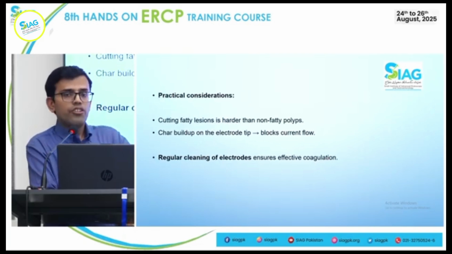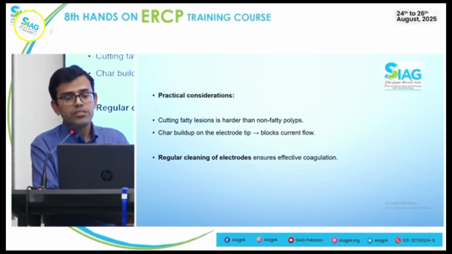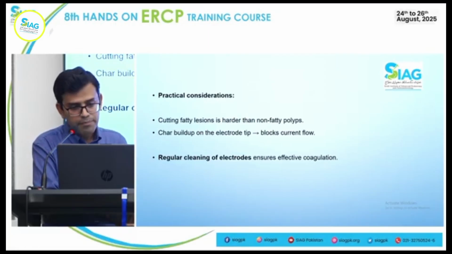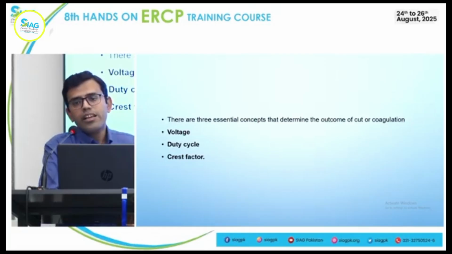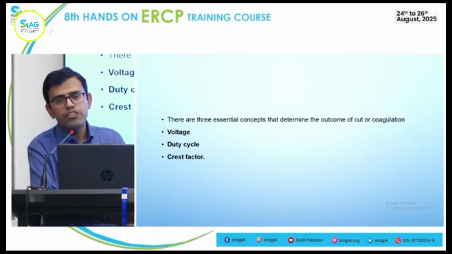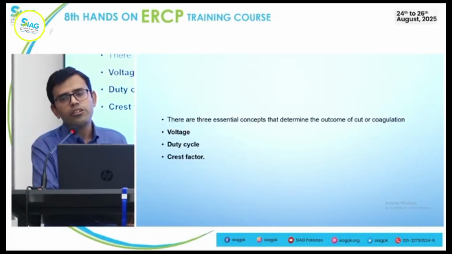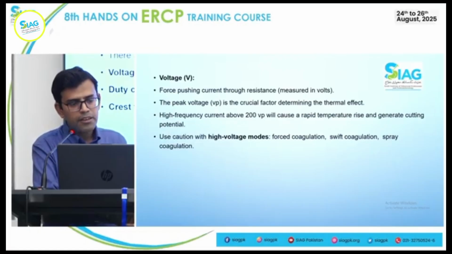So sometimes scar tissue builds up on the devices. That is also one of the reasons which blocks current and increases the impedance. Now, there are three essential concepts that determine the outcome of the current, whether it will be a cutting current or a coagulation current. Number one is voltage, in fact the peak voltage; the duty cycle is an important concept; and the crest factor.